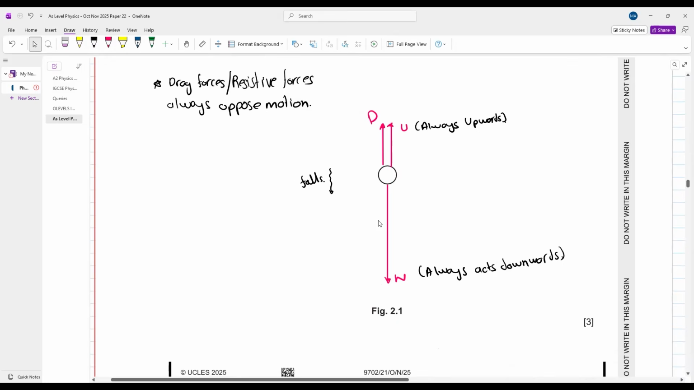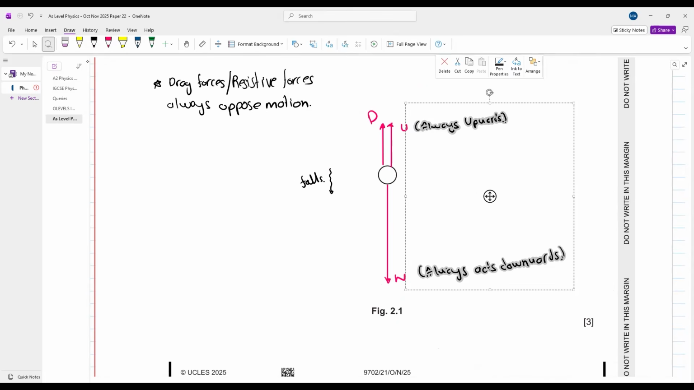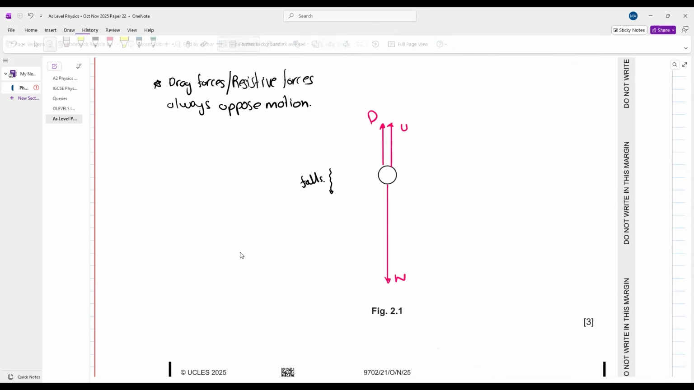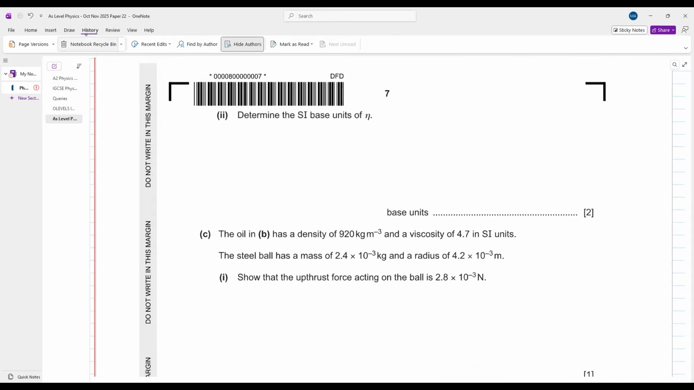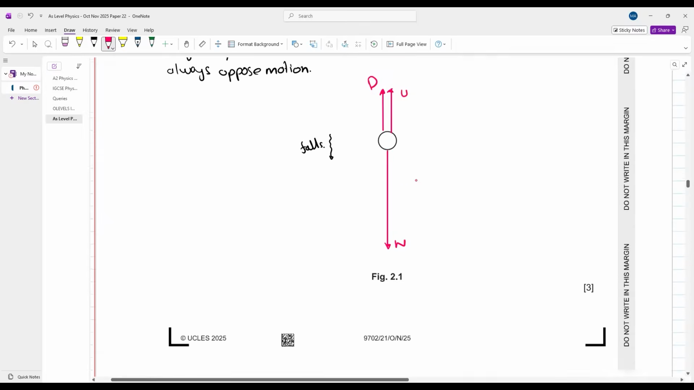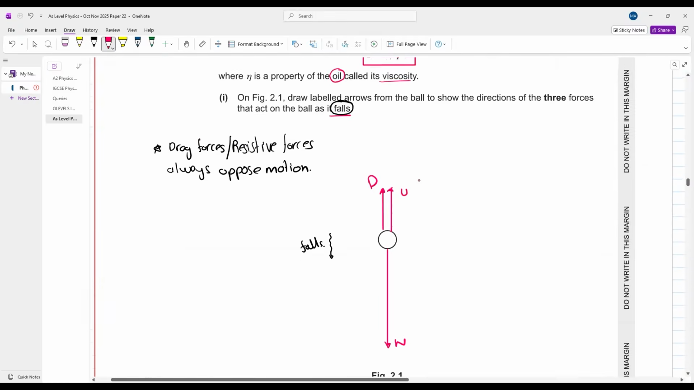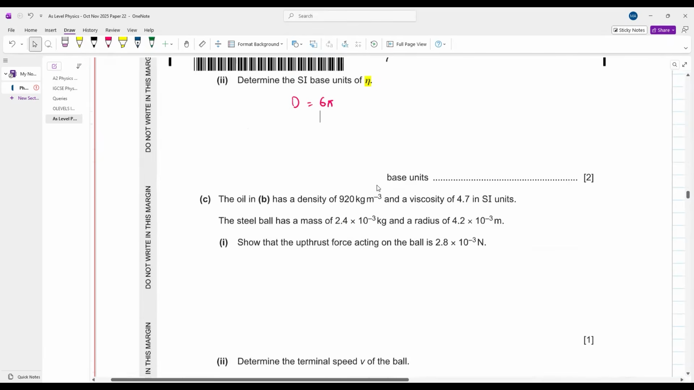हमेशा याद रखना. You can erase these annotations. These were just for you to remember. Remove this. चलो आगे बढ़ते हैं. Now you have to determine the SI units of N. How will you determine the SI units of N? Again, homogeneity. Let's bring down the drag force equation. D is equals to 6 pi nRV.